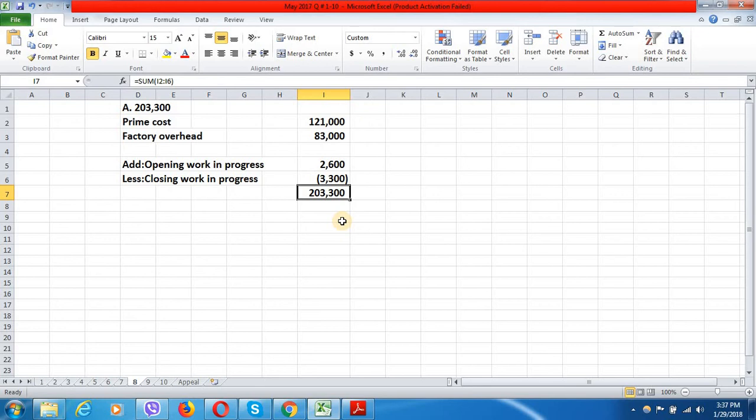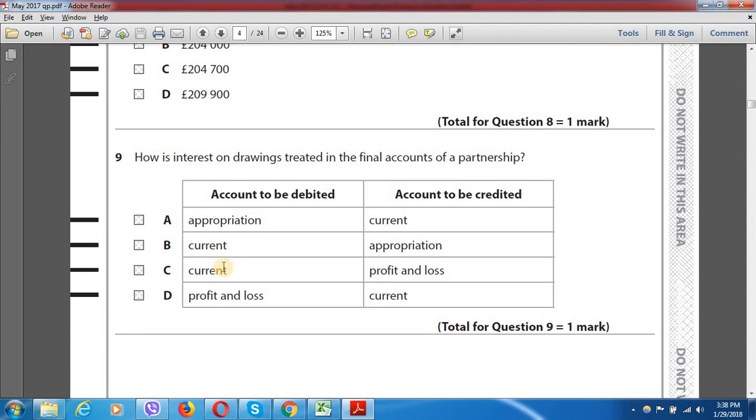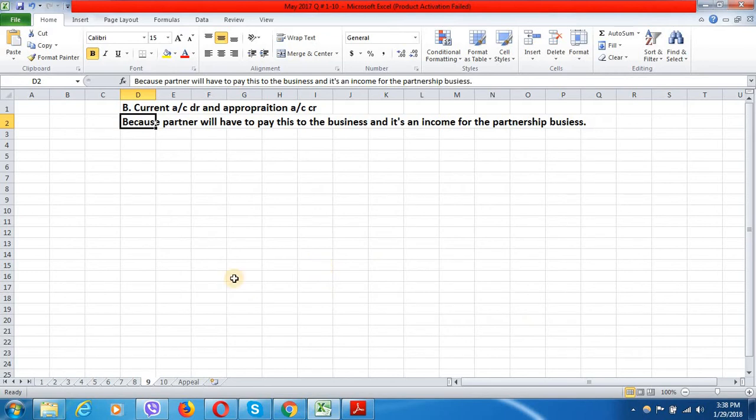Clear? Next, number 9. How is interest on drawings treated in the final accounts of a partnership? Options: A. Account to be debited, appropriation. Account to be credited, current. B. Account to be debited, current. Account to be credited, appropriation. C. Account to be debited, current. Account to be credited, profit and loss. D. Account to be debited, profit and loss. Account to be credited, current. The answer of this question is B.